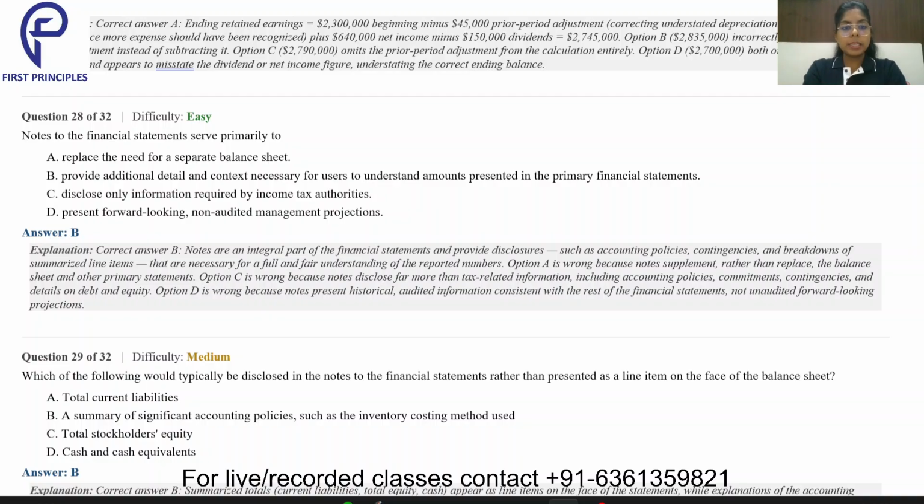It provides detailed context and helps us to understand the amounts presented in the primary financial statements. Then option C, disclose only information required by the income tax authorities. Do notes to financial statements record that? No, it does not record that. Then option D, present forward looking non-audited management projections. Do notes to financial statements record that? No, it does not record any of that. The only reason why we prepare notes is because of option B, and hence that is the correct answer.